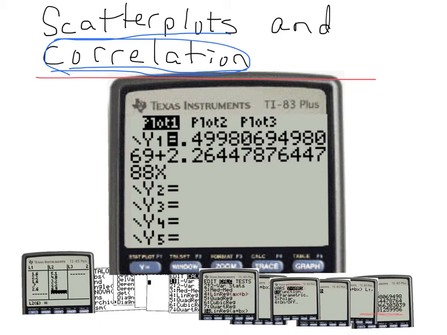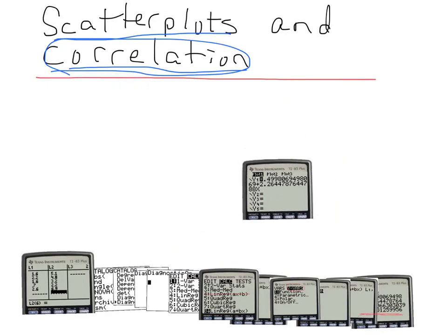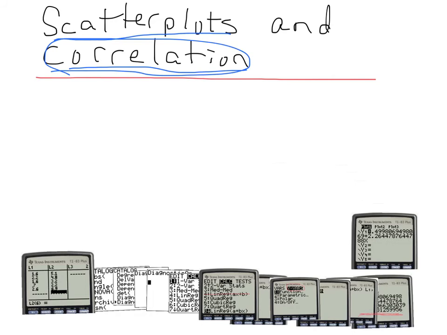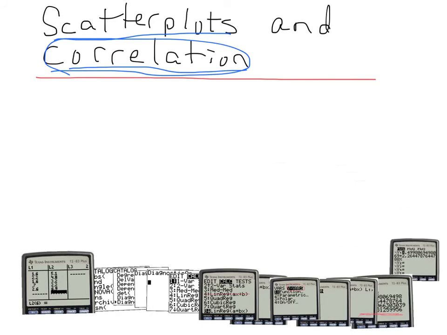0.4998. In all honesty, that one could be said to be 0.5 plus 2.265 maybe. Like, you don't have to write all those decimals out. That would be pushing it a little too far. And that is how we get R, and that is also how we get the line of best fit, the least squares regression line, put into our data.